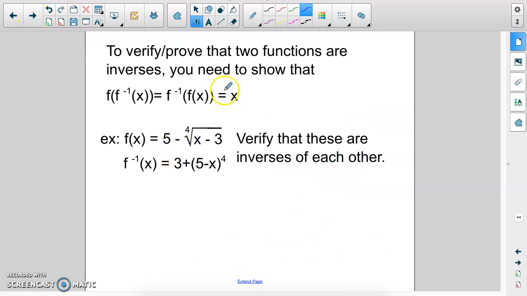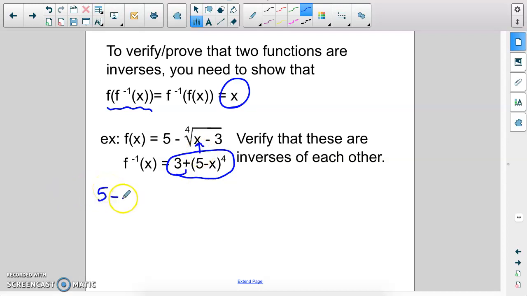To verify or prove that two functions are inverses, you need to show that the composite function of the inverse inside of the original simplifies down to the same thing as the composite function of the original inside the inverse, and they both should simplify to x. So these are the answers we had on the previous page. Let's put one inside of the other, both directions, and make sure that they simplify down to x. So this one we're going to do first. We're going to take this inside of this function.